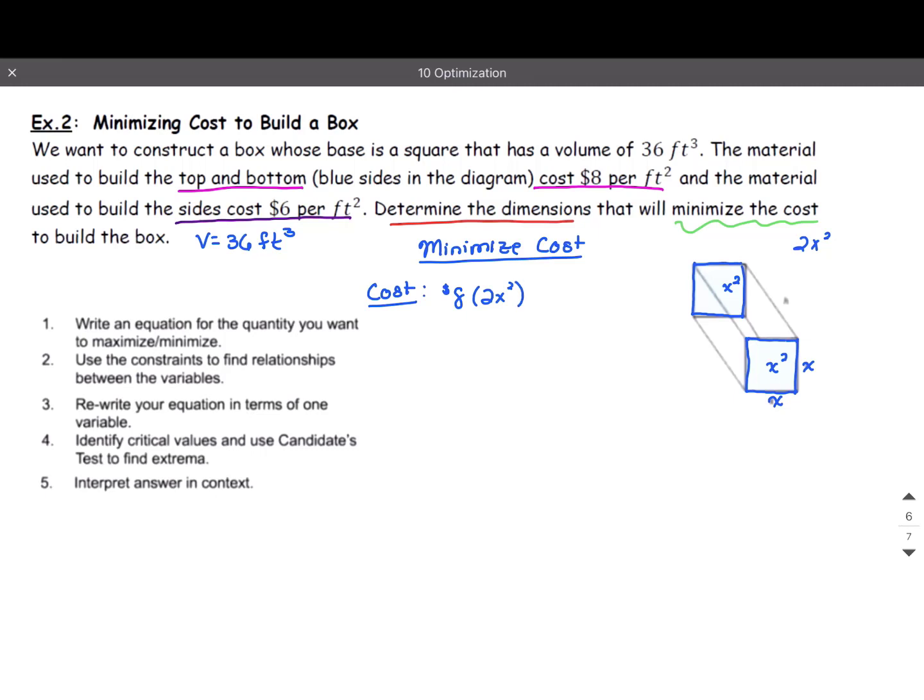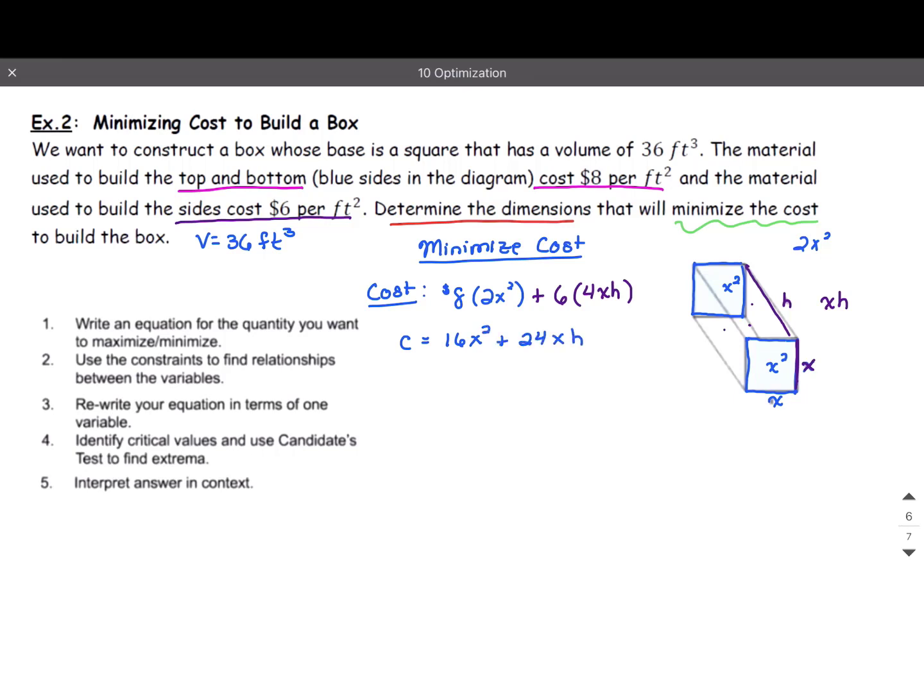Then we need that the cost of the sides is $6 per square foot. Now let's look at the sides. So these sides that are not blue have a width of x, and then they labeled this side h. So that area is xh. But how many sides do we have? We have the left, the right, the top, and the bottom. So we have 4 sides of xh, okay? So that means our cost function right now is 16x squared plus 24xh.